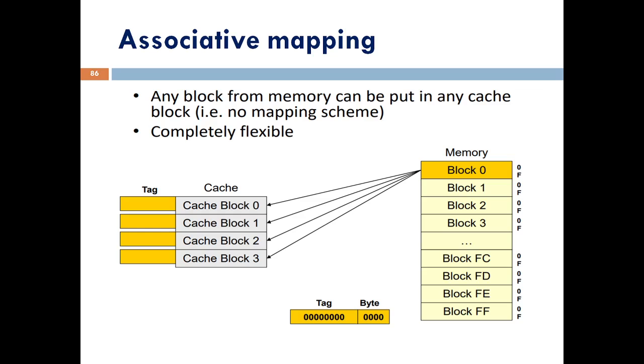The next technique is associative mapping. Here any block from main memory can be put in any cache block. So no direct mapping is there. It is a completely flexible technique, because any block can go to any block in the cache memory.